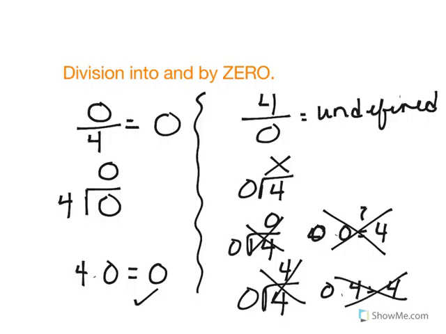And here's kind of a way to remember it. If 0 is under the line, it's undefined. 0 under the line is undefined.